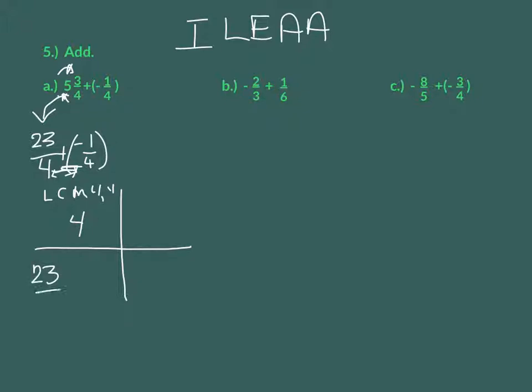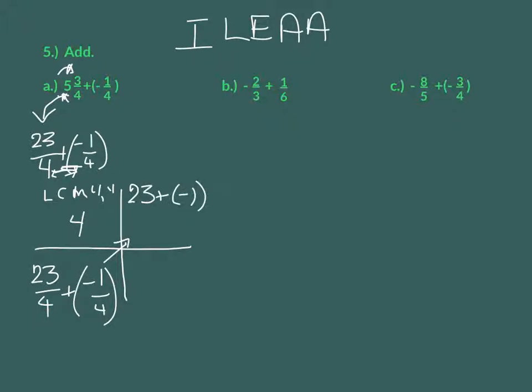So I'm just going to rewrite the problem here. 23/4 plus negative 1/4. Now remember, when I go up here, I found my least common multiple. I made my equivalent fractions, which I actually already had. So now I'm going to actually add or subtract. In this case, I'm adding 23 plus negative 1.